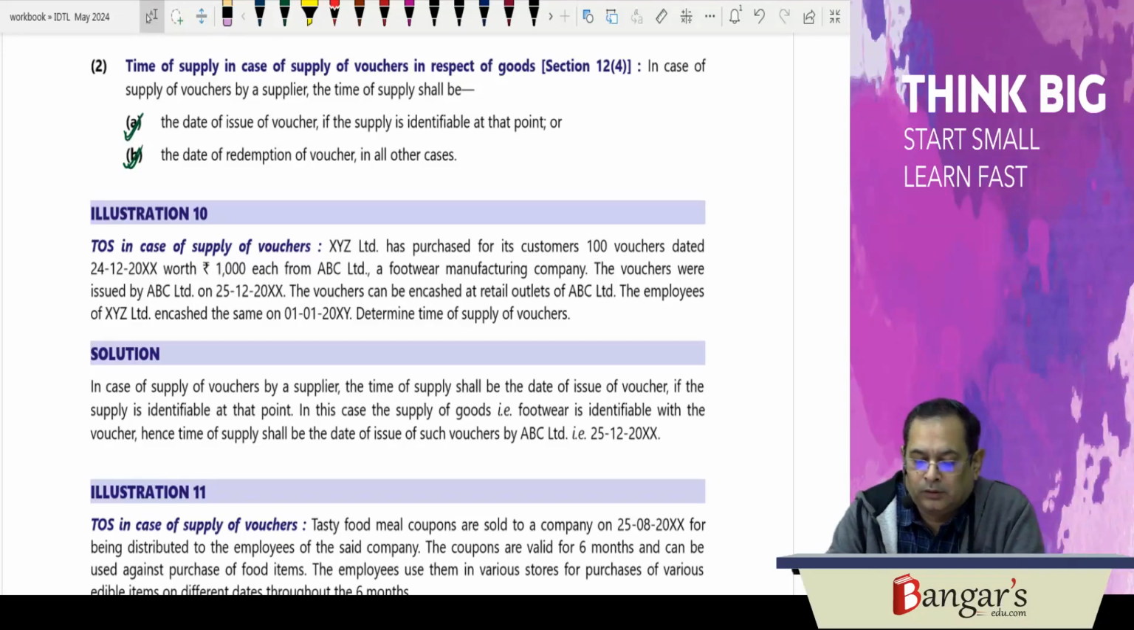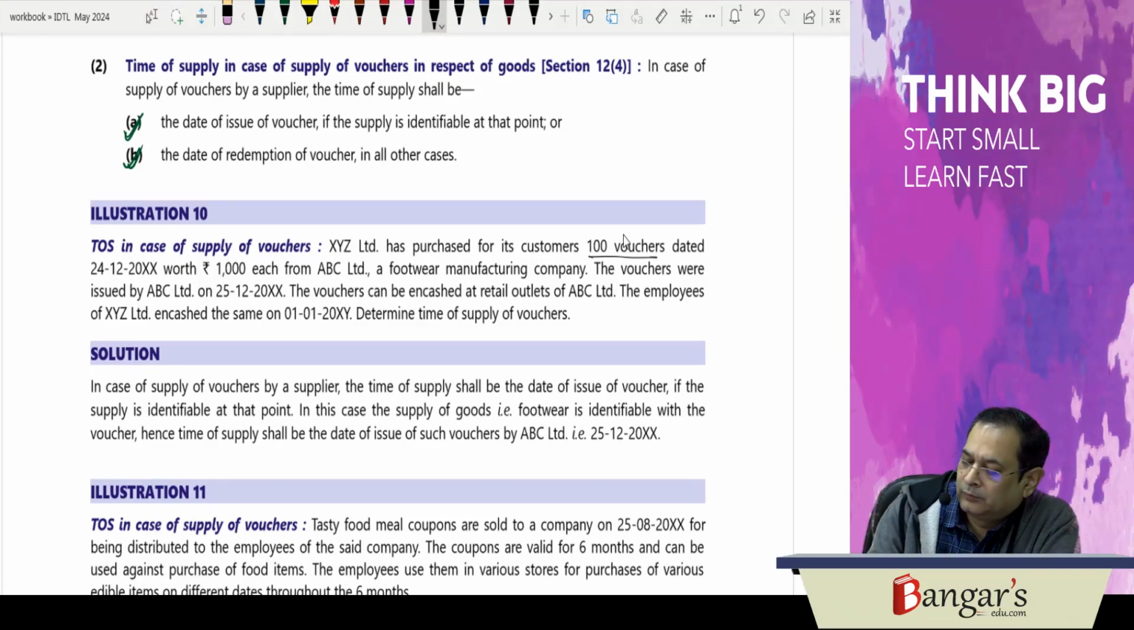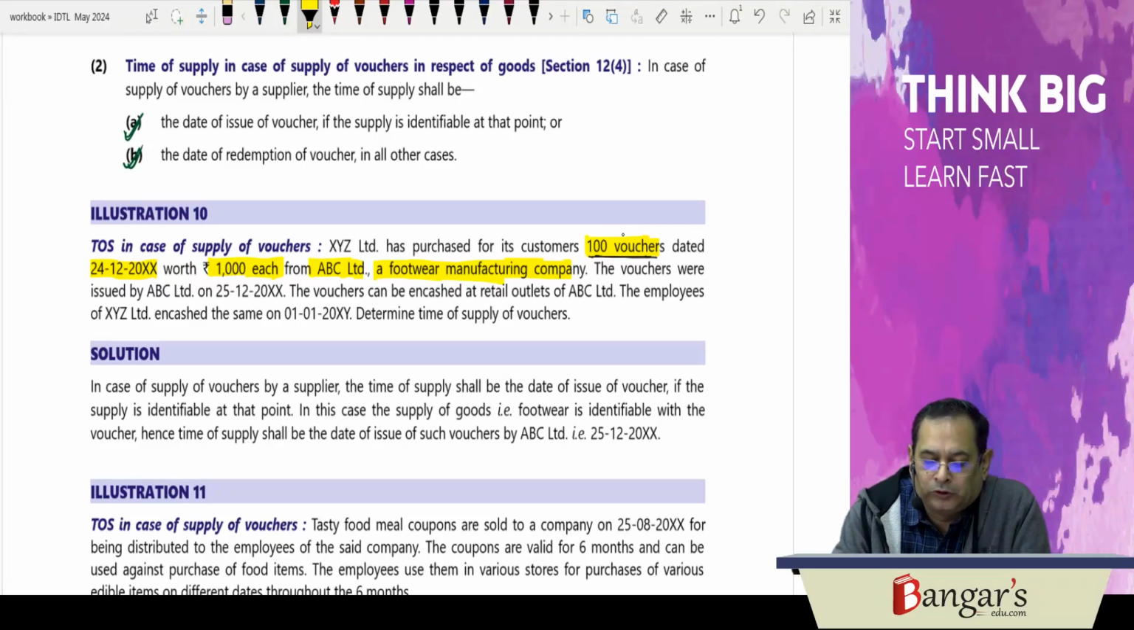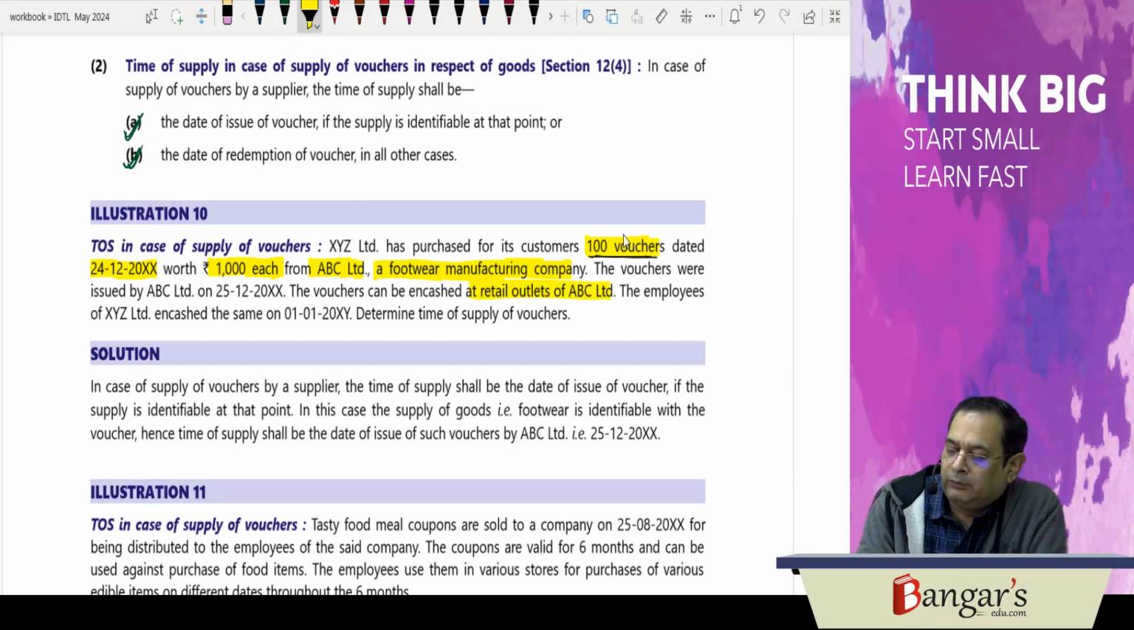Now here, XYZ Limited has purchased for its customers 100 vouchers dated 24/12 worth ₹1,000 each from ABC Limited, a footwear manufacturing company. The vouchers were issued on 25/12. The vouchers can be encashed at the retail outlets of ABC Limited.